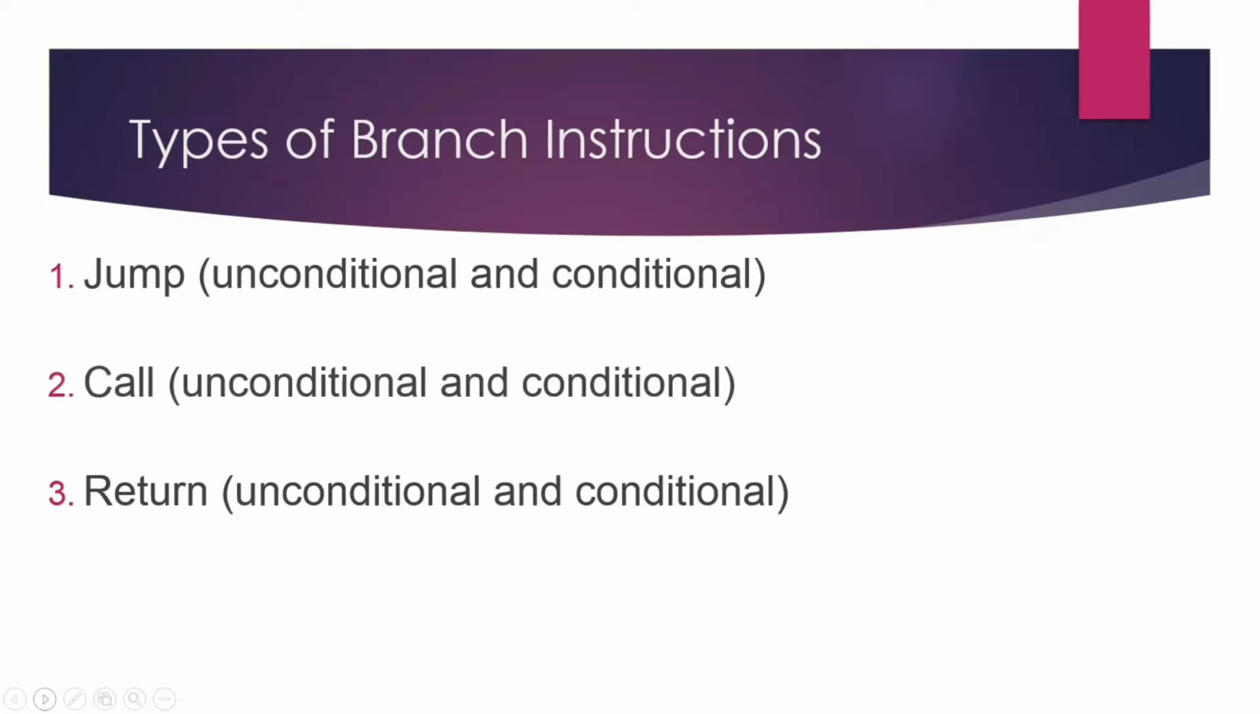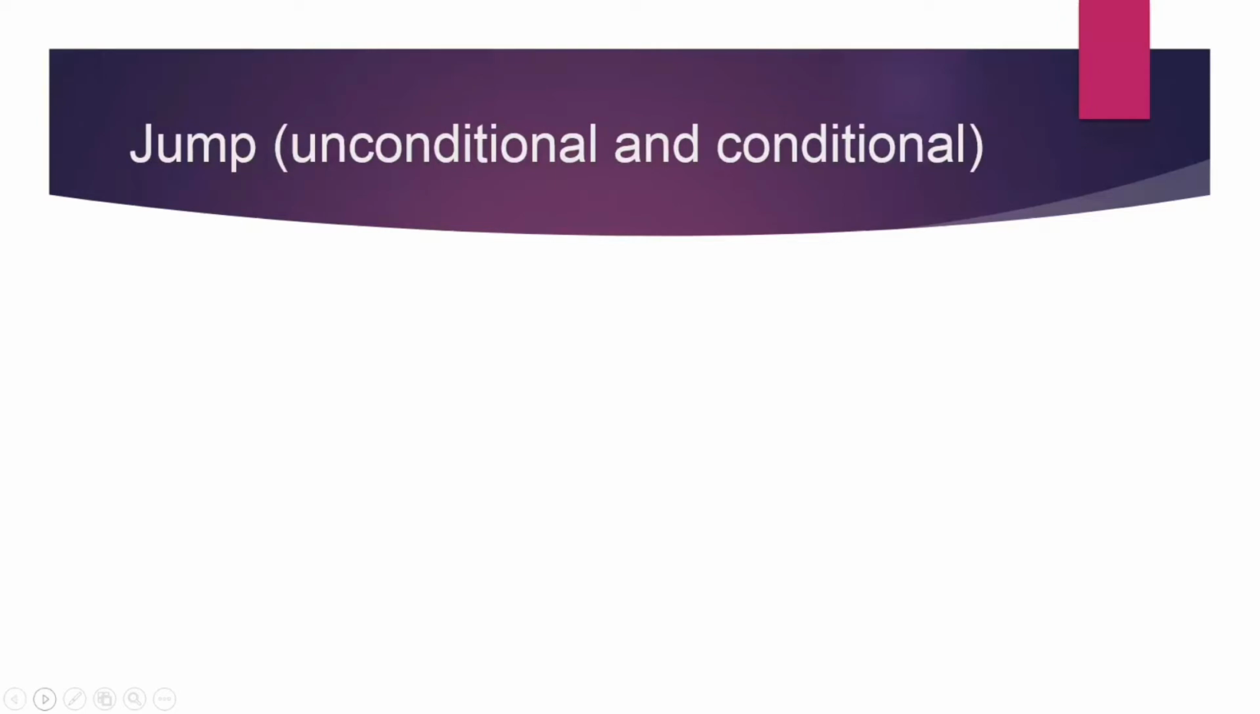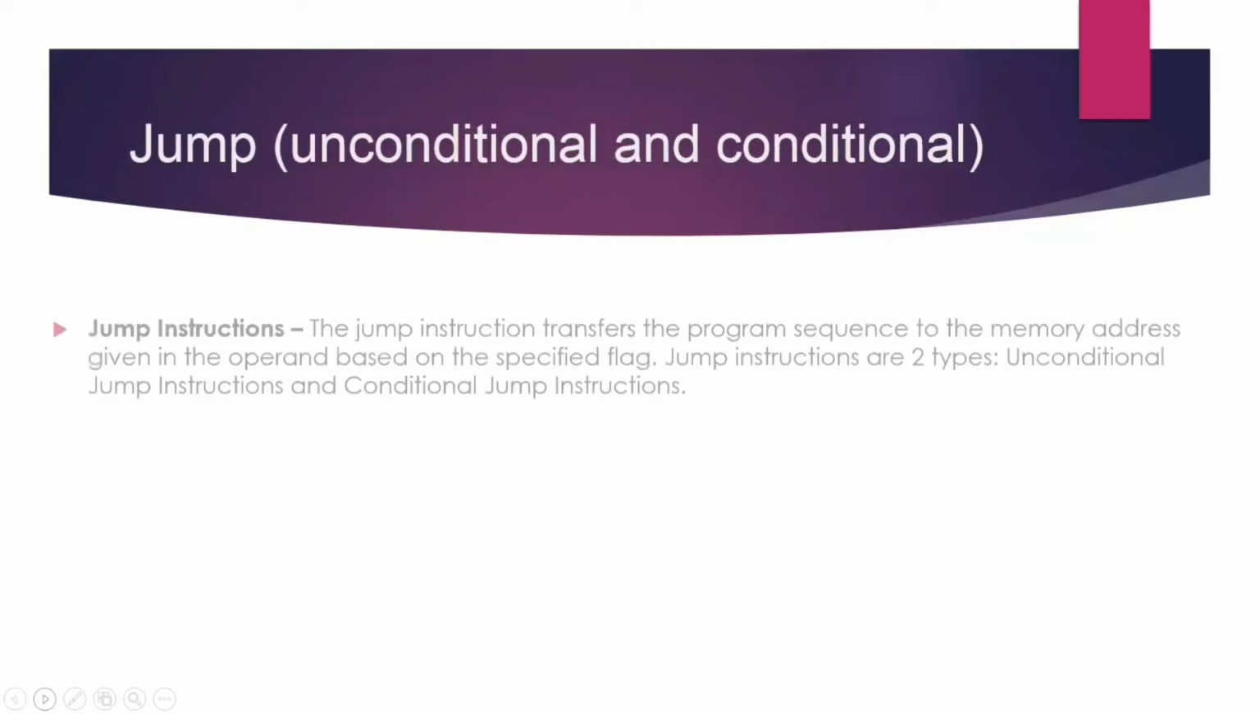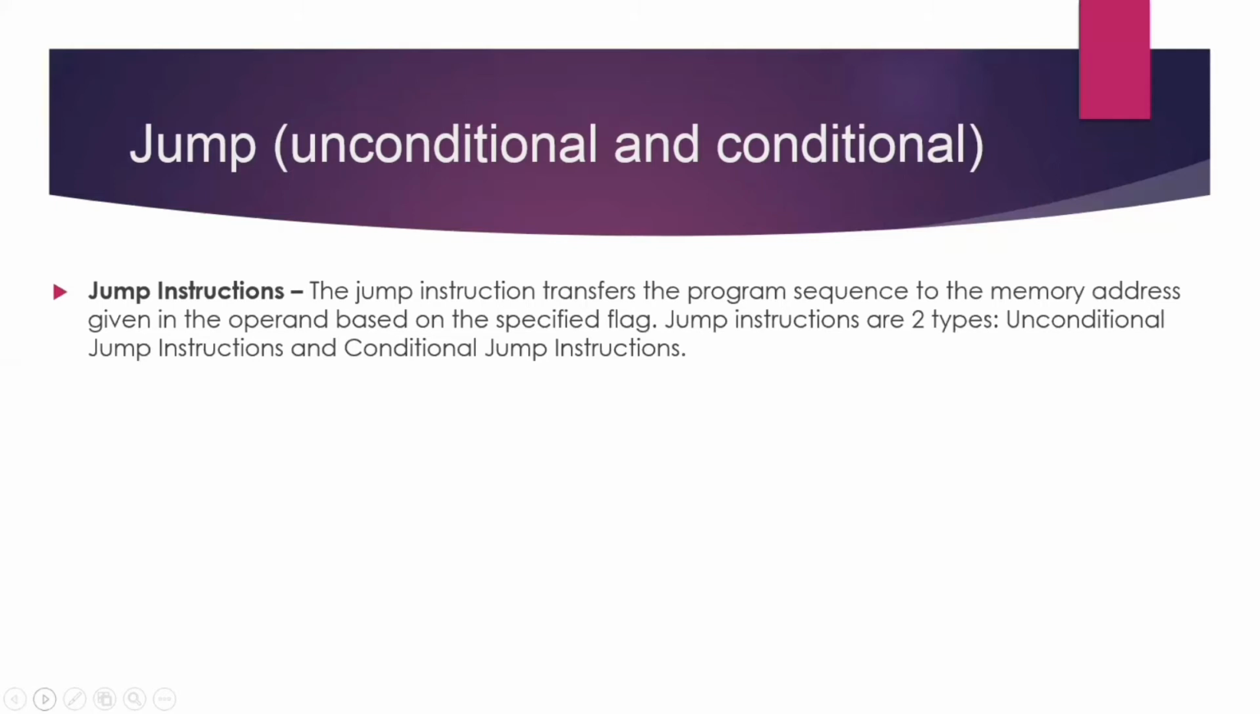Call is nothing but the push function, return is nothing but the pop function. Now we are going to learn briefly about the jump instruction, unconditional and conditional. Conditional depends upon the flag register. Jump instruction: the jump instruction transfers the program sequence to the memory address given in the operand based on the specified flag. Jump instructions are of two types: unconditional jump instruction and conditional jump instruction.